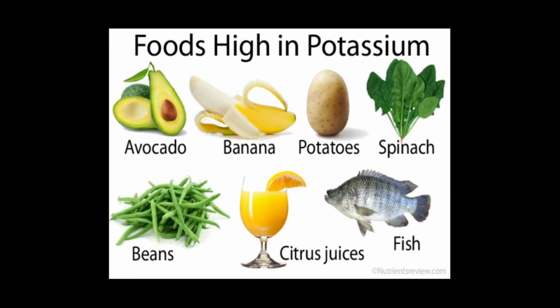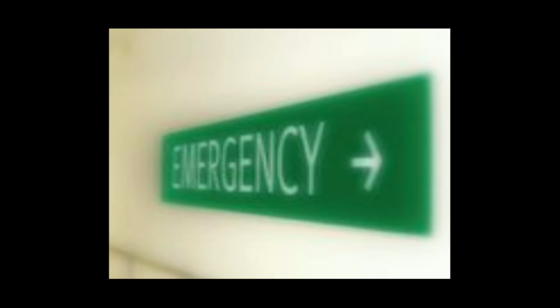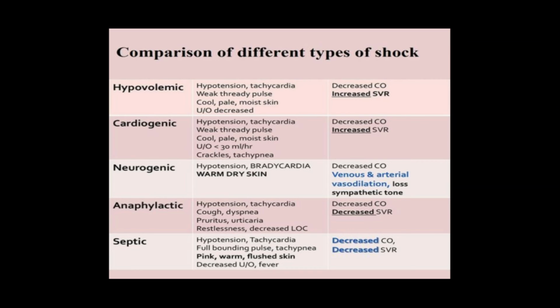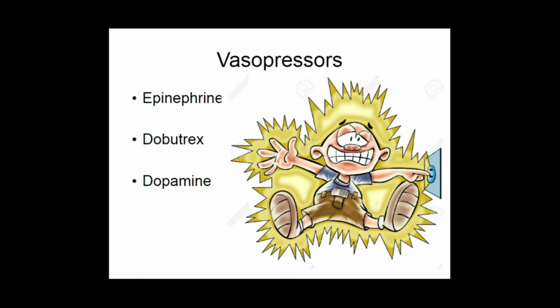This is just a reminder, foods high in potassium include avocado, banana, potatoes, spinach, beans, citrus juices, and fish. We're going to talk about emergencies. Shock medications are available in emergency to help you save a life. Remember your different types of shock. You have hypovolemic, cardiogenic, neurogenic, and anaphylactic and septic. Please look at these and remind yourself of this information that you've already learned.